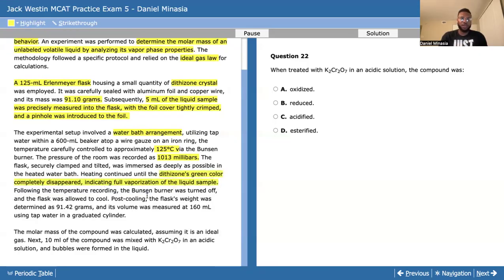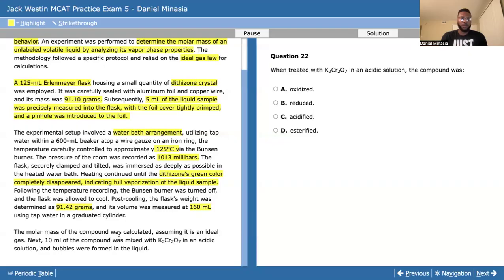Following the temperature recording, the Bunsen burner was turned off and the flask was allowed to cool. Post-cooling, the flask's weight was determined as 91.42 grams. It was 91.10, now it's 91.42. Its volume was measured at 160 milliliters using tap water in a graduated cylinder. So 160 milliliters. I think this is the most important volume in the entire passage. This is our final volume, and the most important mass is the final mass.